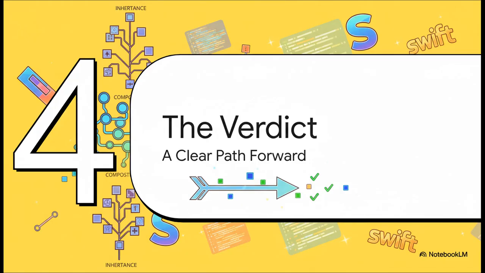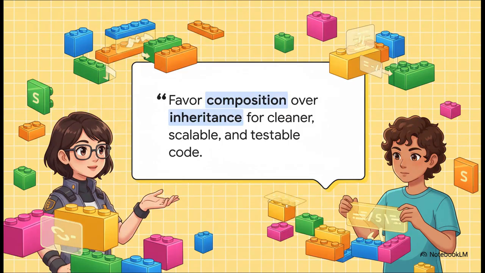So, what's the verdict? What does this actually mean for you when you sit down to write your next app? Which one should you reach for? Well, the general wisdom in the Swift community points to a very clear recommendation. And here it is, the key takeaway. Favor composition over inheritance. Why? Because it generally leads to code that's cleaner, easier to scale, and way easier to test. And this is especially true in Swift because our language's powerful protocols are the perfect tool for creating those reusable Lego block capabilities we've been talking about.